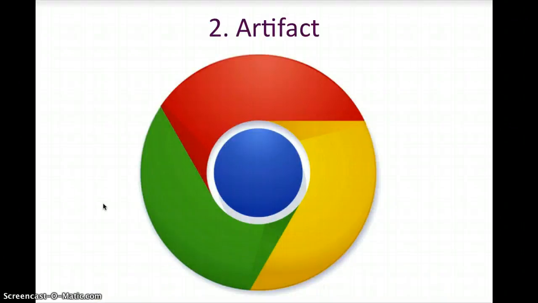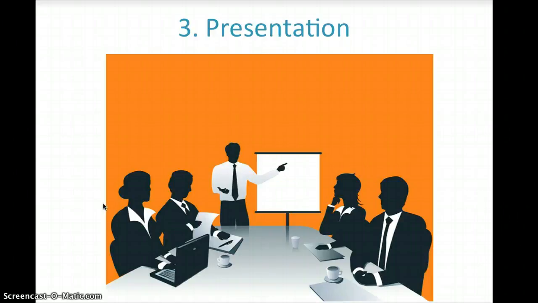The second piece of the project is an artifact. An artifact is like an object that you create. My artifact is modeled after the Dear Sophie commercial. You'll see what my artifact is in just a second. Finally, you'll present your letter and your artifact to the class and will be graded on your presentation skills.